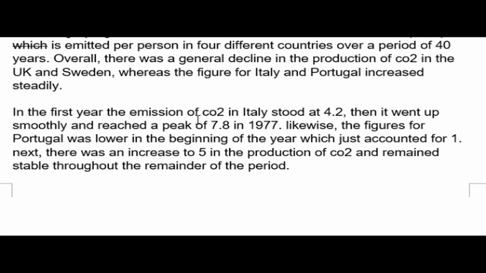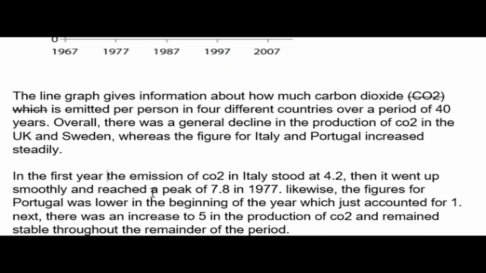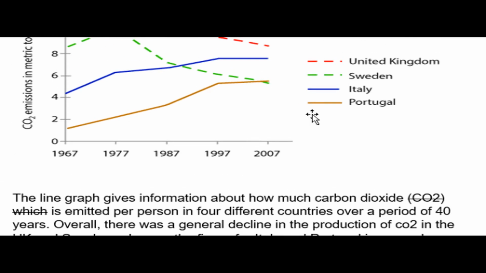In the first year, the emission of CO2 in Italy stood at 4.2. That's very good. Then it went up smoothly. Okay, I do like this smoothly. Was it smooth? Up to you to decide if this is smooth or not. And reached a peak of 7.8 in 1977. Is this true? Looks to be true.